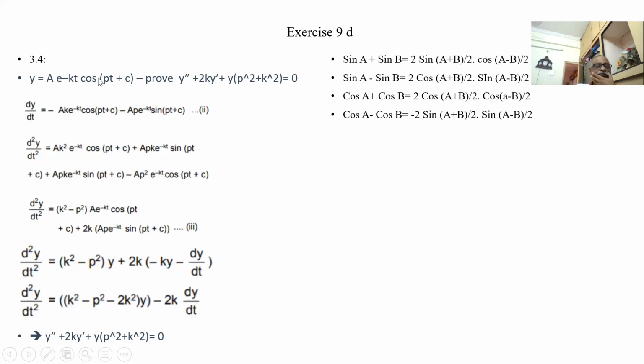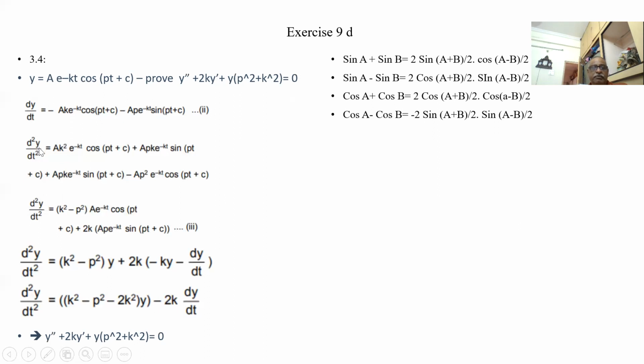Let us see this one. y = A e^(-kt) cos(pt + c). We have to prove this equation. So let us first put y'. y' is equal to -ak e^(-kt) cos(pt + c) plus a e^(-kt) into minus sin(pt + c) into p. So this is y'.